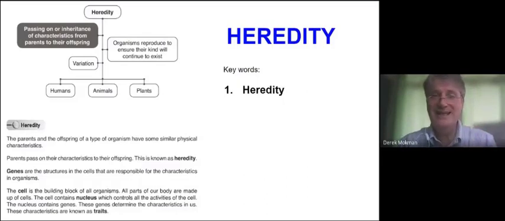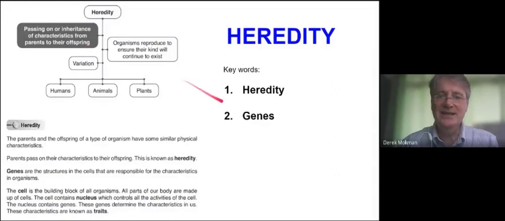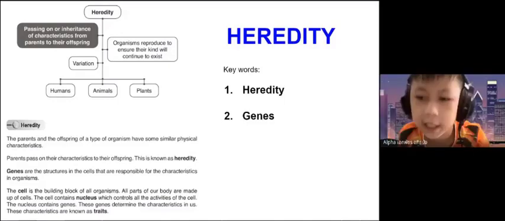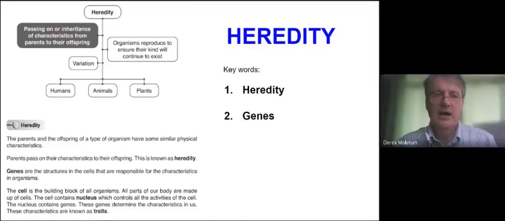So heredity is one. The next key word is this word, genes. Again, I want to hear everybody say this. This is English science. I want to hear everyone say it. Listen to me one time. Genes. Genes. Nung, Song, Sam. Genes. Genes.